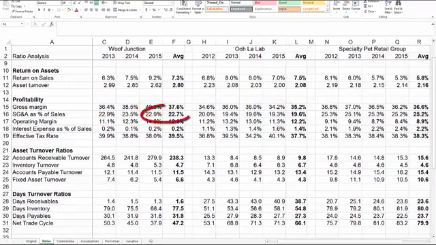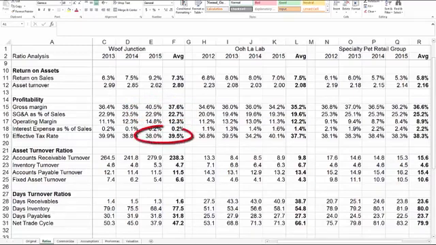WOOF has a higher SG&A to sales than ULA Lab, but lower than the specialty group. Part of what's going on here is WOOF is spending more on advertising, and so they're going to have higher SG&A than ULA Lab. When we compare the operating margins, the average is the same, although WOOF has higher operating margin in 2015 than ULA Lab. And so what that's saying is the extra advertising is being offset by the improvements in gross margin, and so they end up having a higher operating margin than ULA Lab.